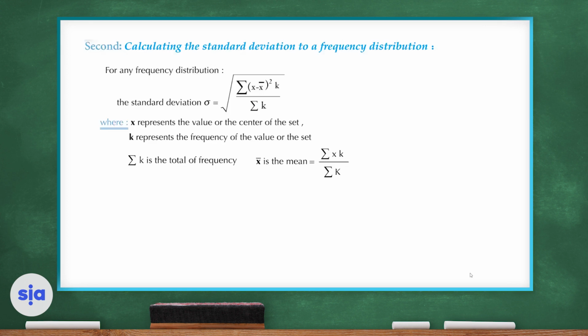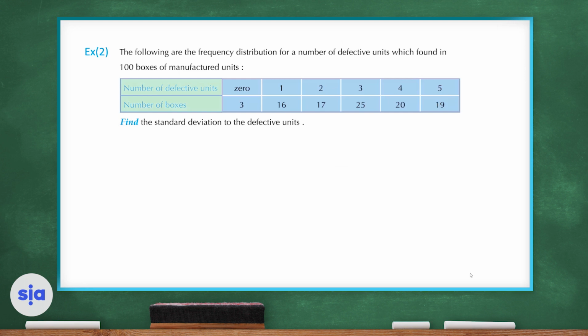Let's now see how to apply this formula in the coming example. The following are the frequency distribution for a number of defective units which found in 100 boxes of manufactured units. You will see that the first row represents the number of defective units and the second row represents the number of boxes. The question is asking us to find the standard deviation to the defective units.